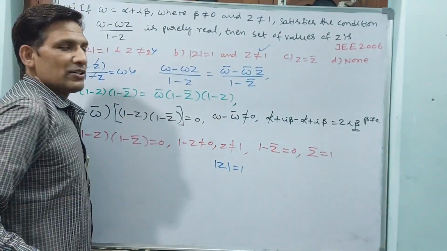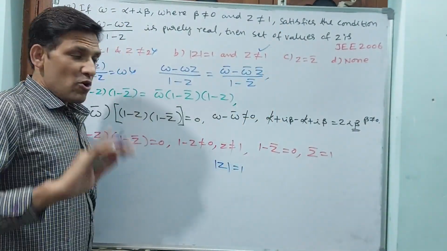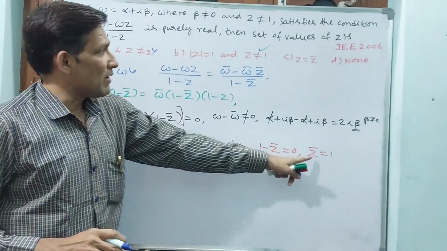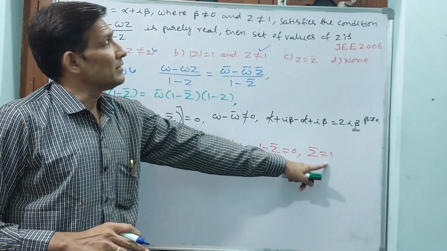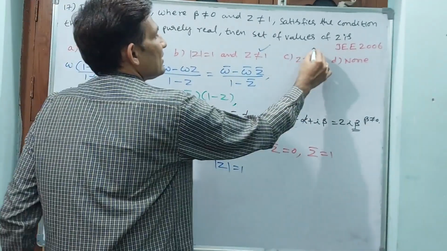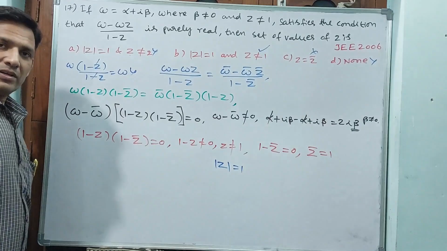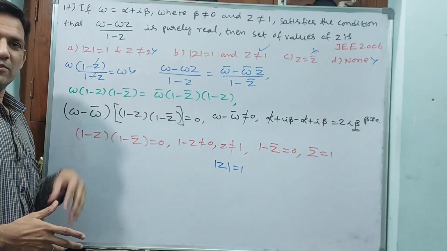What about z equal to z bar? No. Why? Because z is not equal to 1, but z bar is equal to 1. That is why this option is not correct. None is also not correct. That means your answer is B. Like this, you have to tackle this question. Let us go for the next question.